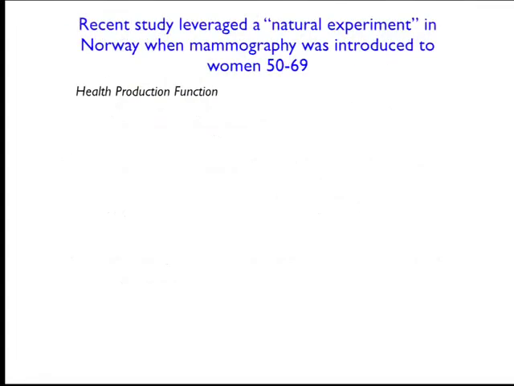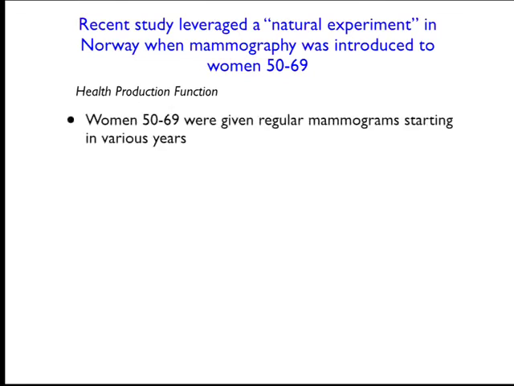The study that triggered this article and some of the debate was a study that leveraged essentially a natural experiment. So it wasn't an RCT. I mean, there have been randomized control trials done on screening procedures, but it turned out that Norway introduced mammography to women in a certain age range. Women who were 50 to 69 were given regular mammograms starting in various years, and then women 70 and over were not. That might seem a little bit strange, since we typically think of cancer as something that becomes more prevalent with age.